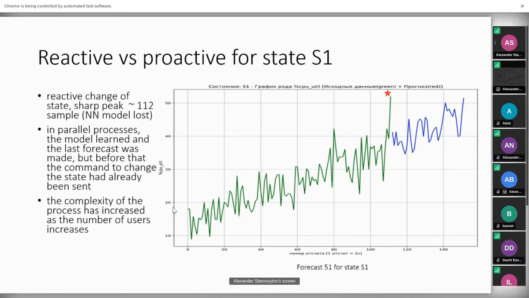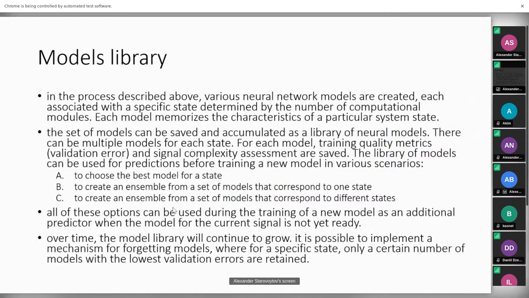Let's talk about model library. In process described above, various network neural models are created. Each associated with a specific state determined by a number of computational models. Each model memorizes the characteristic of particular system state. The set of models can be saved and accumulated as library of neural models. There can be multiple models for each state. For each model, training quality metrics, validation error, or signal complexity assessment can be saved.